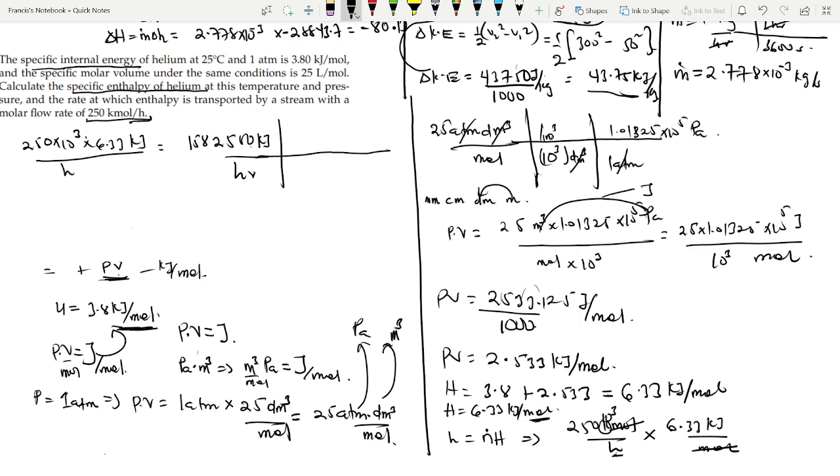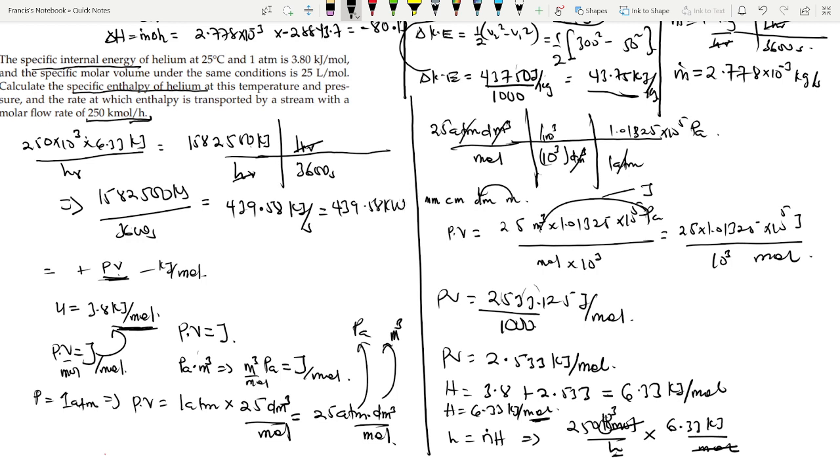So now let's try converting it to kilojoules per second. So 1 hour is 3600 seconds. Hour cancels hour, and then we are left with 1582500 kilojoules over 3600 seconds. And then we get 439.58 kilojoules per second. And that's equivalent to 439.58 kilowatts. So that will be all for now.